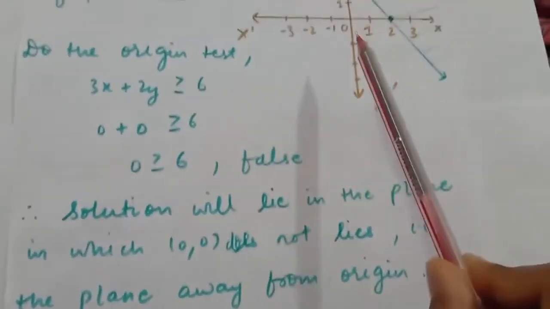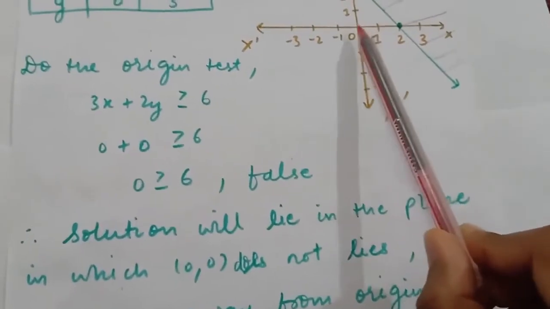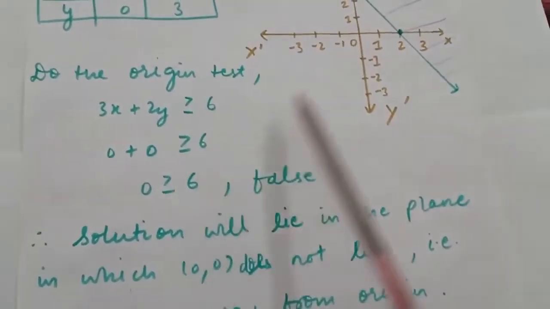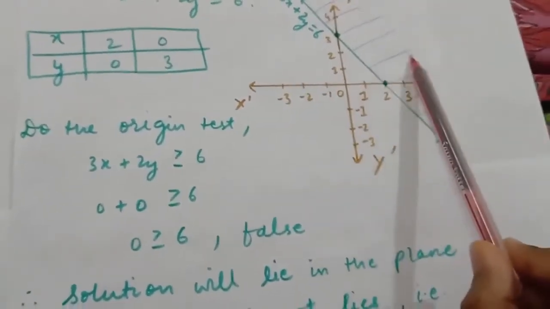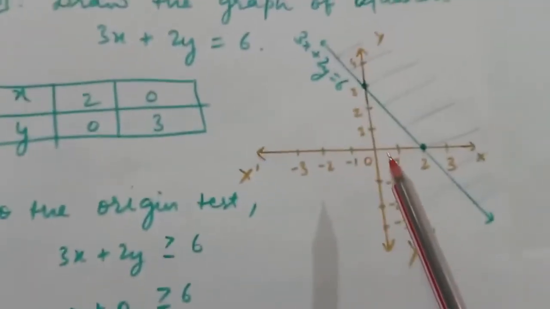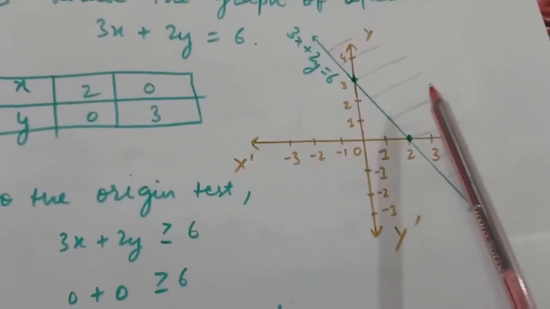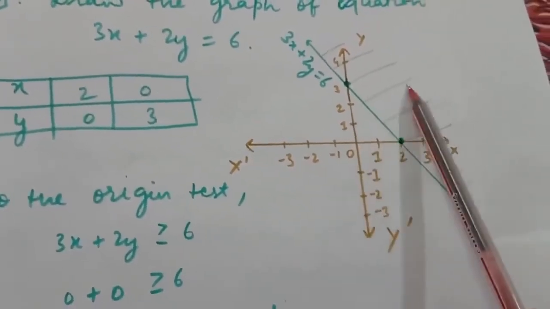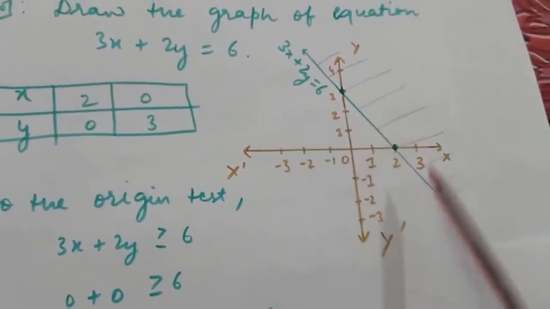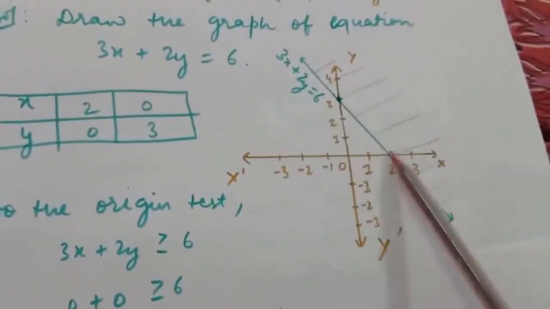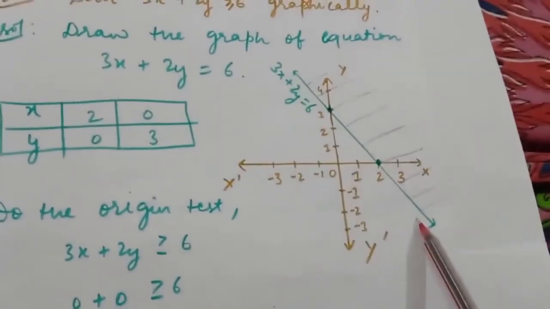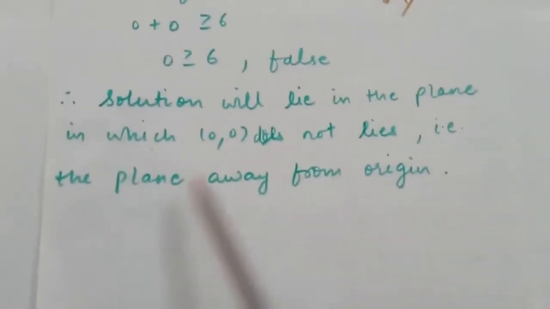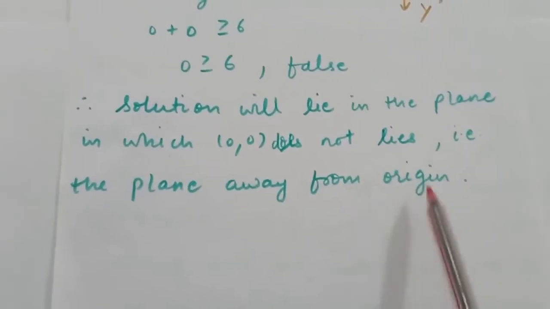Because we have taken this point, the origin, and the given inequality does not satisfy this point. Therefore, the solution will be the other plane which does not include this point, that is the plane away from the origin. This is the plane towards the origin. This is the plane away from the origin. So shade this portion. This is the solution and also this line is the solution. So we have darkened this line. So the solution is the plane away from the origin.